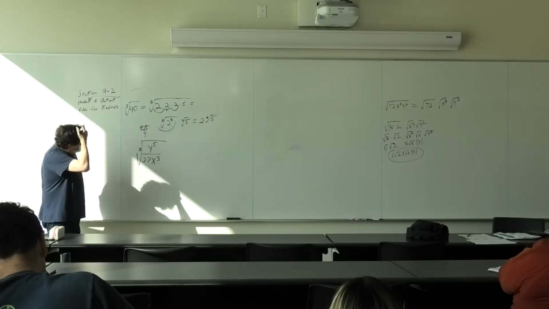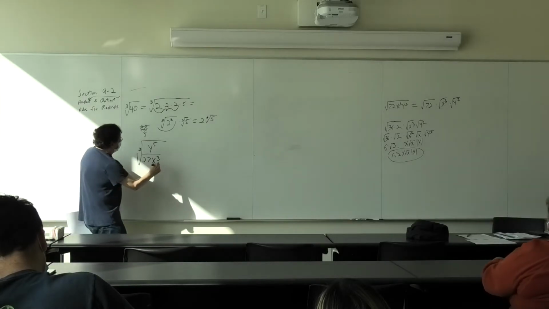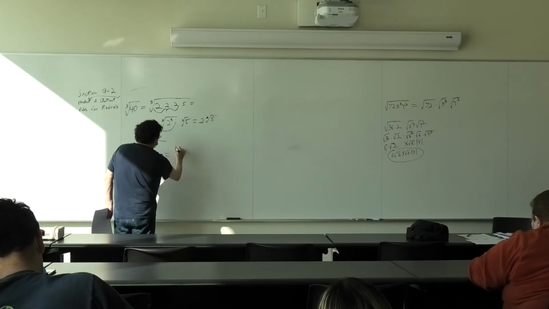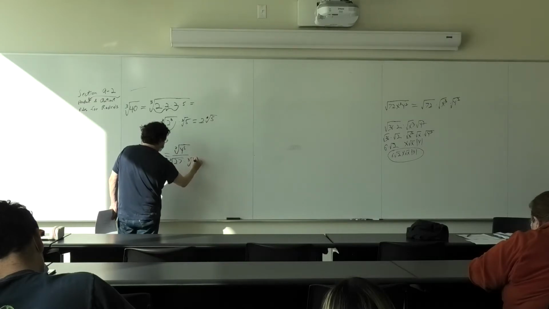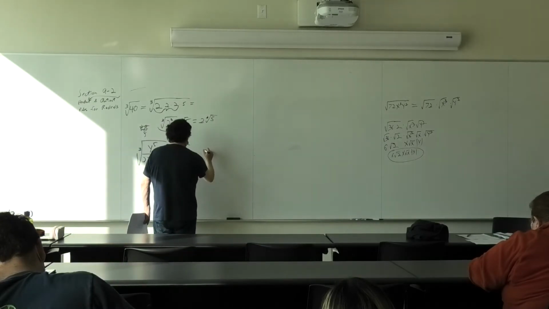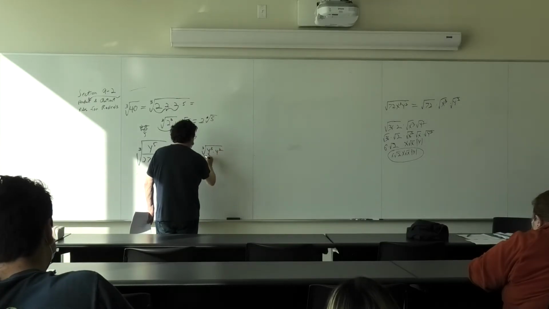Okay, this looks a little more challenging. Well, we're going to use our quotient rule. This is the cube root of y to the fifth, over the cube root of 27 times the cube root of x cubed. And we might as well change this to cube root of x cubed times x squared.